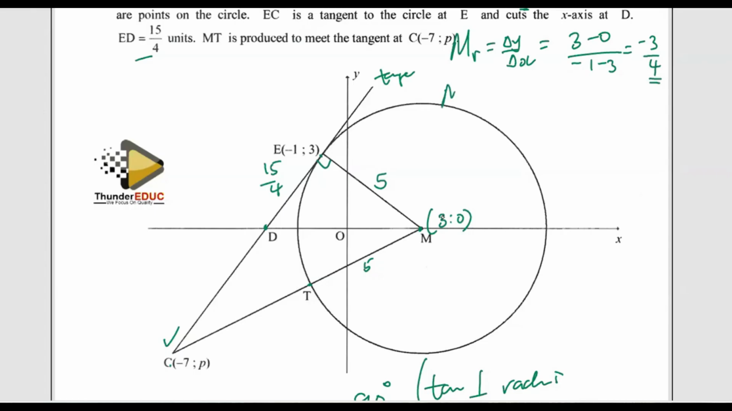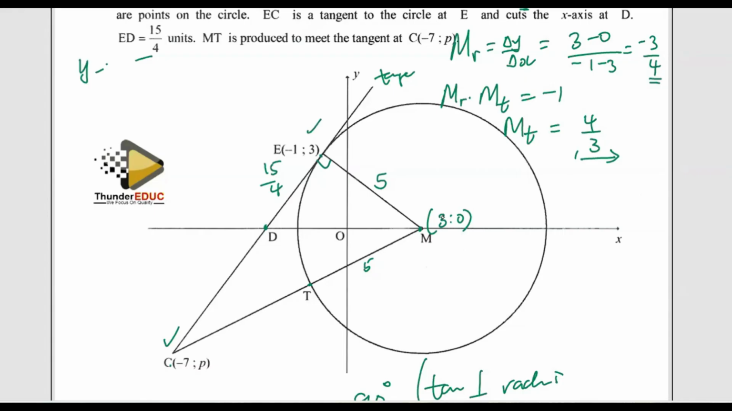Then we know that gradient of the radius times the gradient of the tangent must give us a -1, meaning that the gradient of the tangent is going to be a 4 over 3. Okay, so we have our gradient as a 4 over 3. Then we need to write down the equation using this point E.